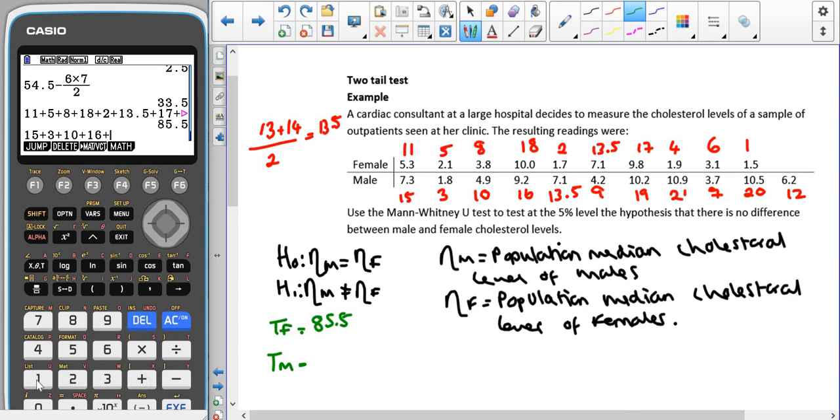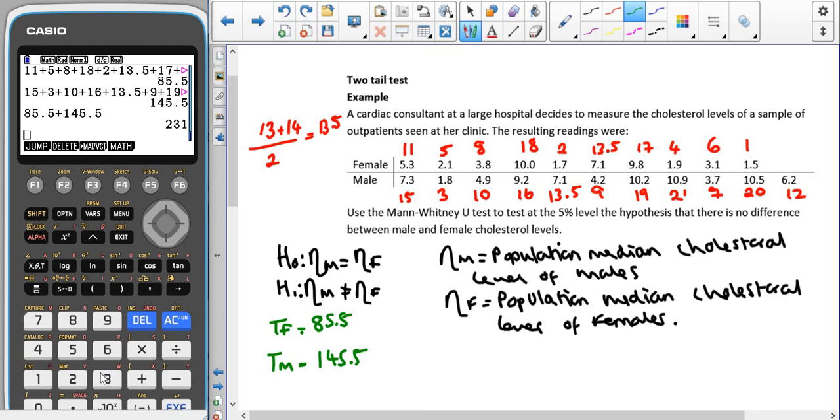plus 16 plus 13.5 plus 9 plus 19 plus 21 plus 7 plus 20 plus 12. And that gives us 145.5. In total, that's 85.5 plus 145.5. And it should add up to, there was 21 in total, so 21 times 22 divided by 2. So they do add up to the right amount. The number of pieces of data that we have for females is 10. The number of pieces of data that we have for males is 11.